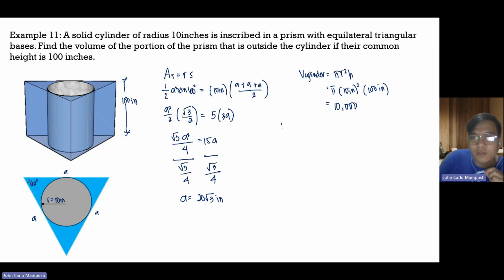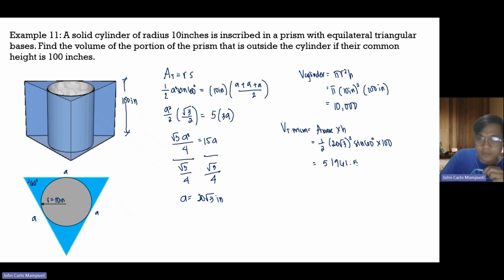The next one, we have the volume of the triangular prism. So that is equal to area ng base times height. Okay, yung area ng base natin, this is an equilateral triangle. So 1 half a squared, 20 square root of 3 squared, sine 60 degrees, times height na 100 inches. This is equal to 51,961.524 cubic inches. I'm sorry, this is also cubic inches.